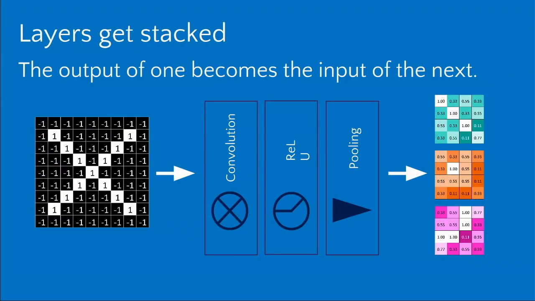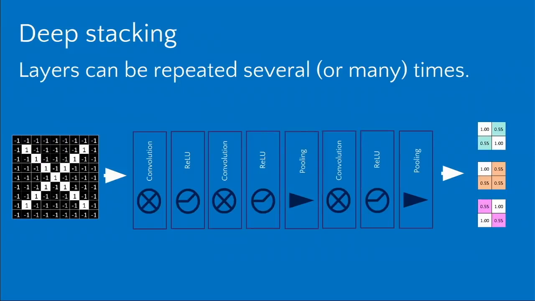Now, you can notice that the output of one layer looks like the input to the next. They're always arrays of numbers. An image and an array of numbers are the same thing. They're interchangeable. So you can take the output of the convolution layer, feed it through the rectified linear unit layer, feed that through the pooling layer, and when you're done, you have something that has had all of these operations done to it. And in fact, you can do this again and again.